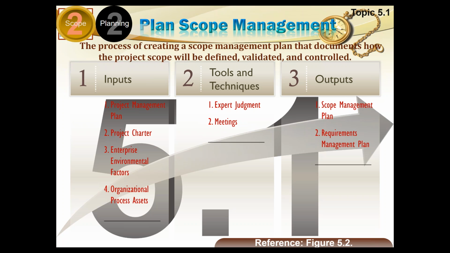We use expert judgment and we conduct meetings with our staff and team members, and here we decide, or we fill in the scope management plan, the requirements that are created here. So the output, as you understand, are the scope management plan and the requirements management plan.